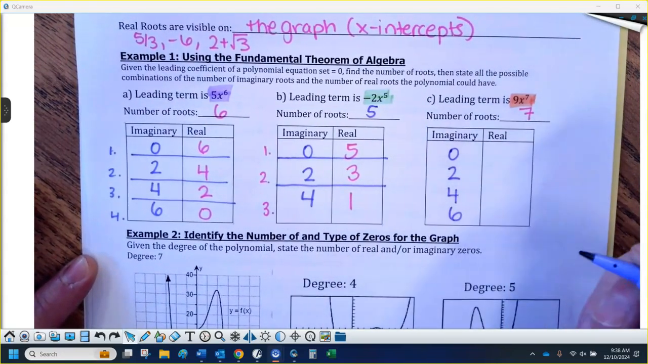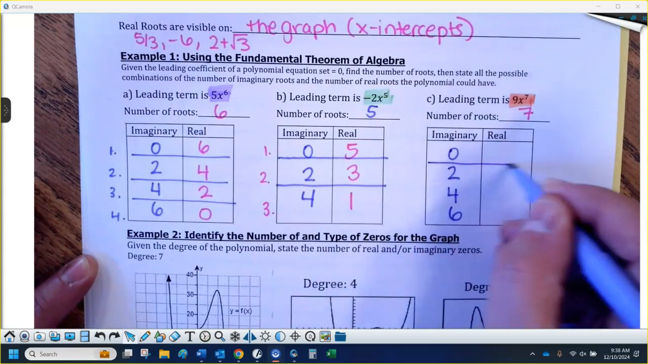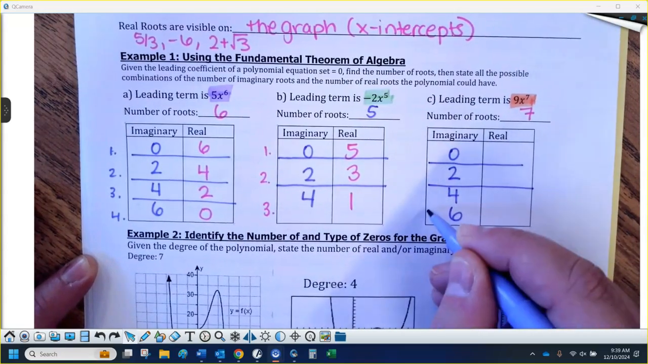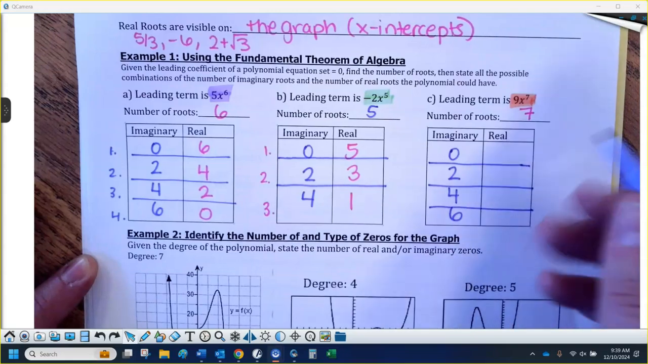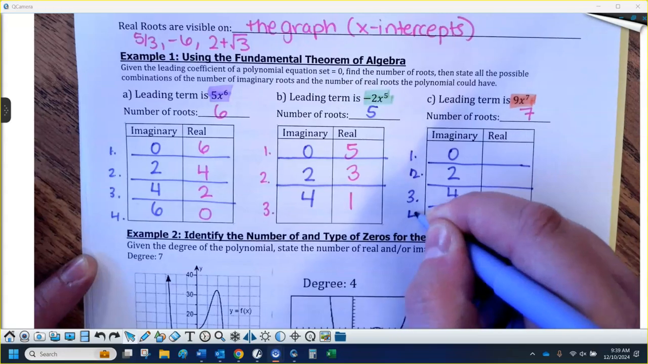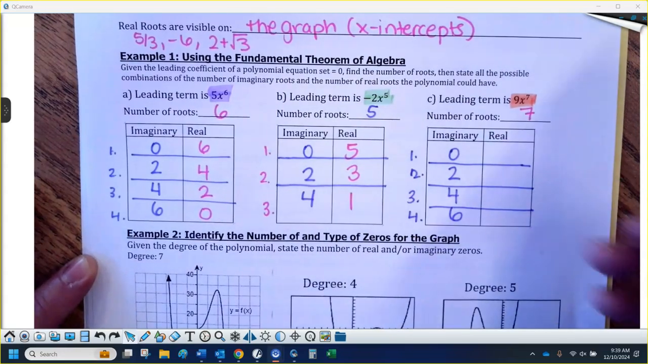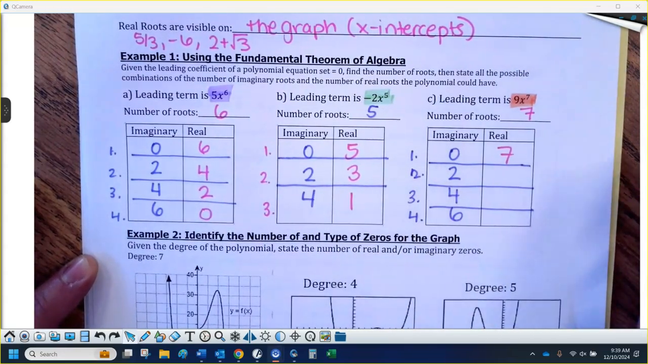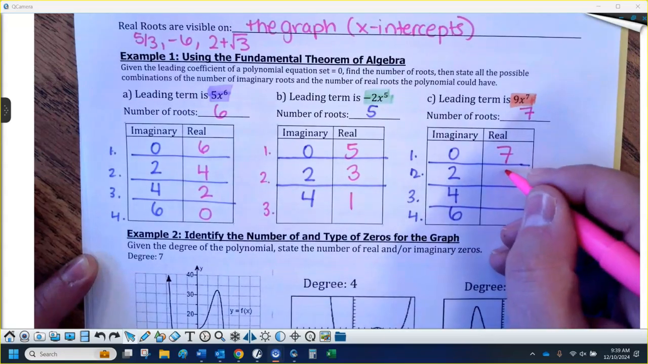So I'm going to do 0, 2, 4, 6. And 8 would be too many because we're only going to have 7. So this one will have 4 options for how your zeros could shake out. If you don't have any imaginary, all 7 have to be real. If you got 2 imaginary, you'd have to have 5 real.